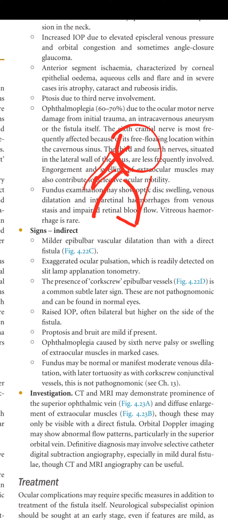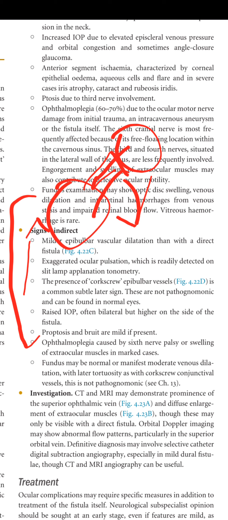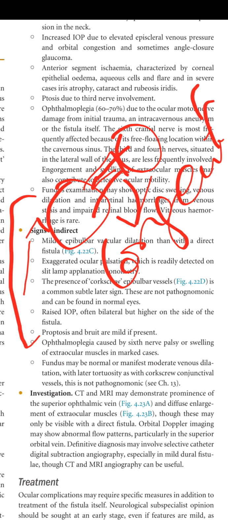Raised IOP is often bilateral but higher on the side of the fistula. Proptosis and bruit are mild, if present. So all of these things are usually milder in the case of an indirect fistula. And remember, this is due to a congenital or developmental cause.